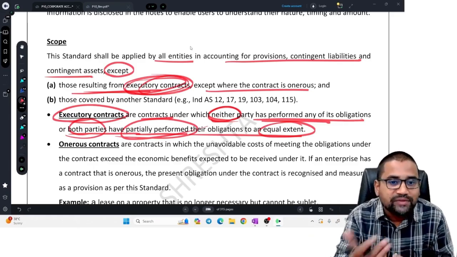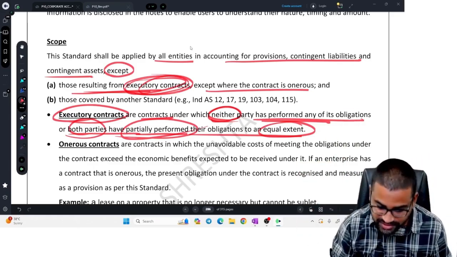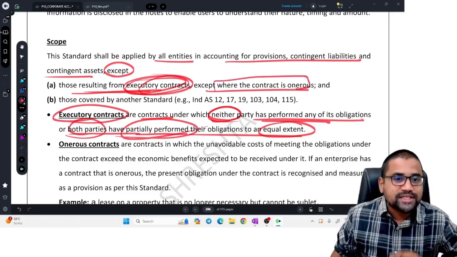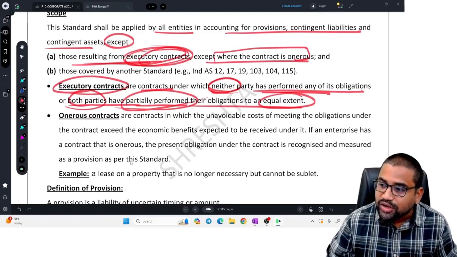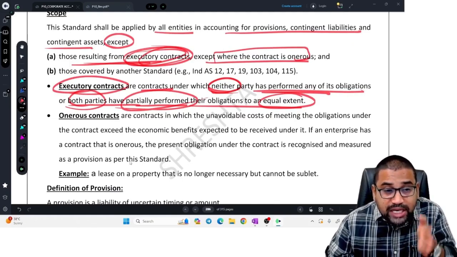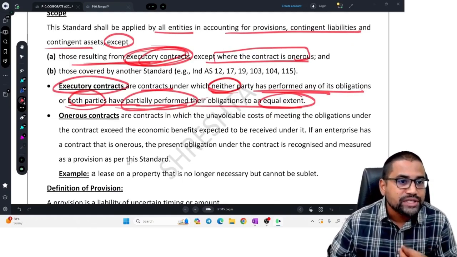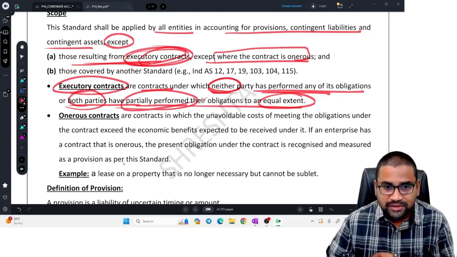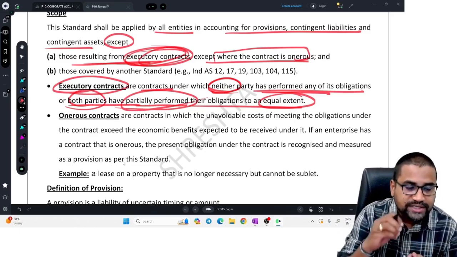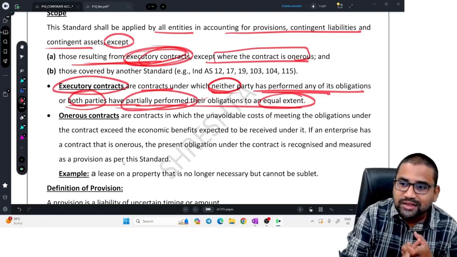How can one party enforce the other party? Only when the other party fails to perform its obligations. But of course, when the contract is onerous, this standard is applicable. When we say the contract is onerous, the unavoidable cost of meeting the obligation under the contract exceeds the economic benefits we are going to receive from the contract. Important, this may be asked as an MCQ. Generally, when the contract is executory, this standard is not applicable. But if the contract is onerous in nature, this standard is applicable.